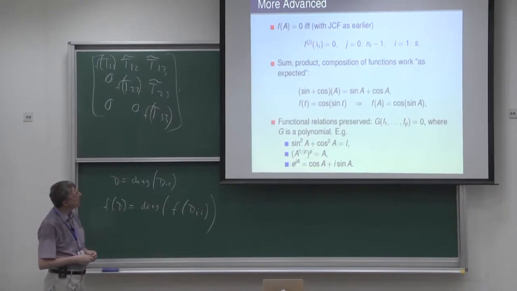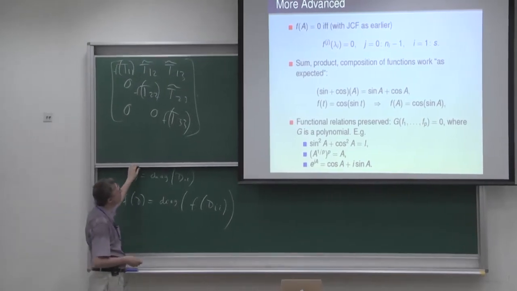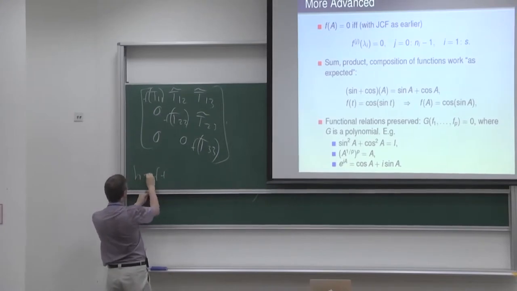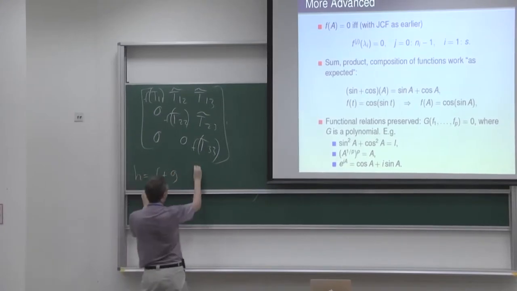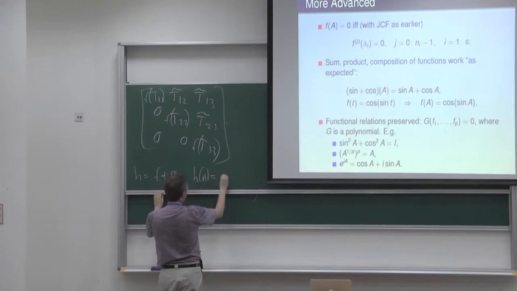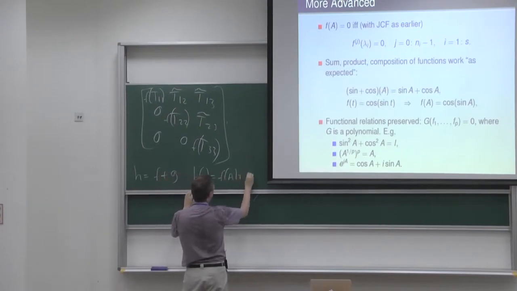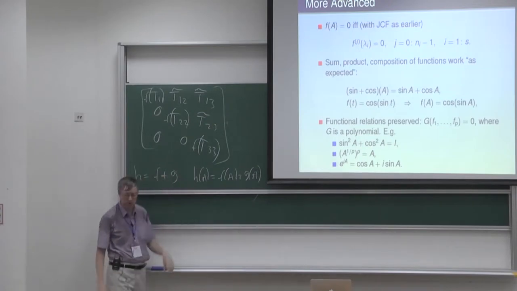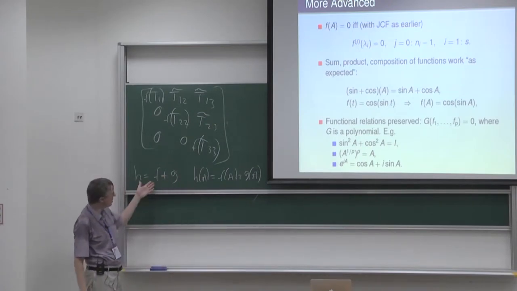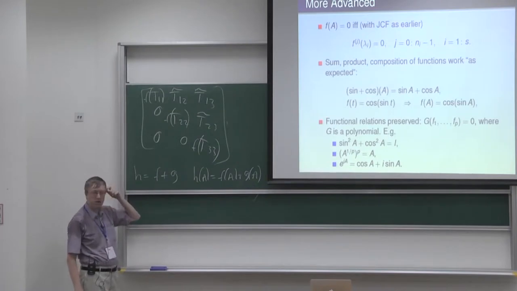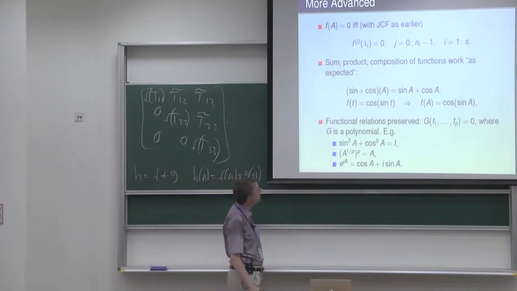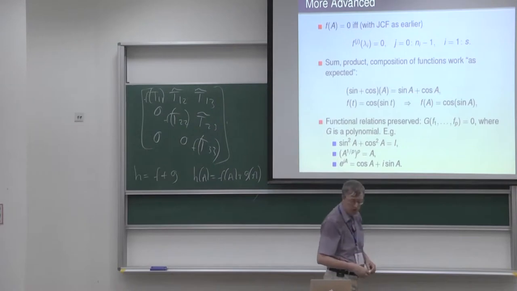So in particular, just to generalize the example there, if you have the sum of two functions, if H is F plus G, then what you'd like to say is that H of A is F of A plus G of A. Okay, we'd like that to be true because it's true in the scalar case. And this is true, and again, is really immediate from the definitions. So the sum of two functions behaves in the way we would like. There's an example there with sine plus cos.